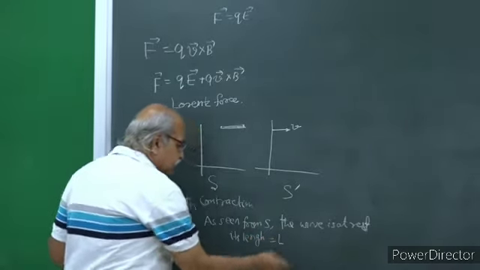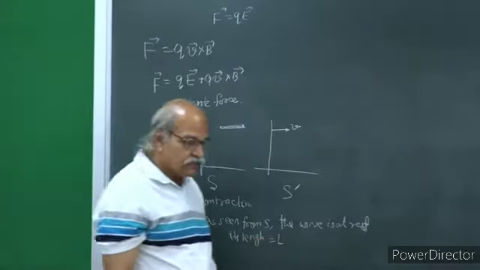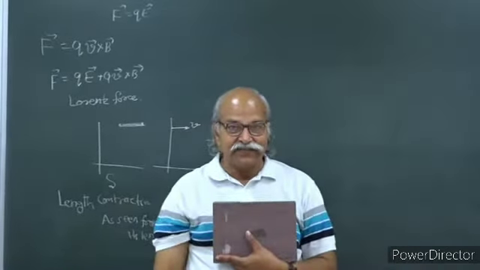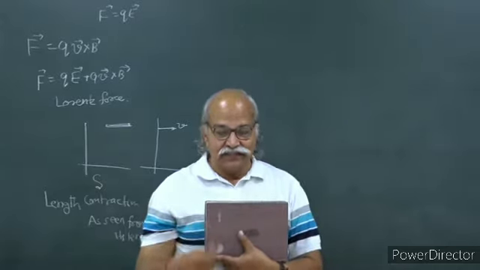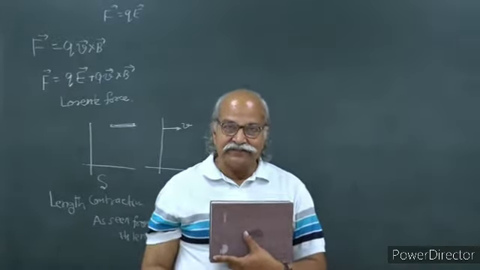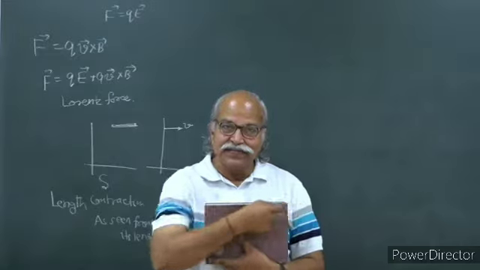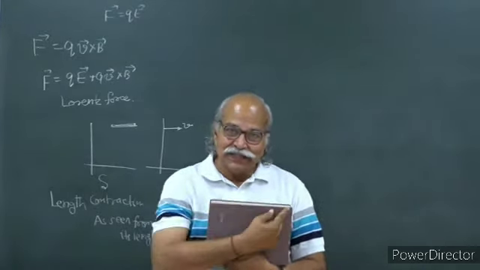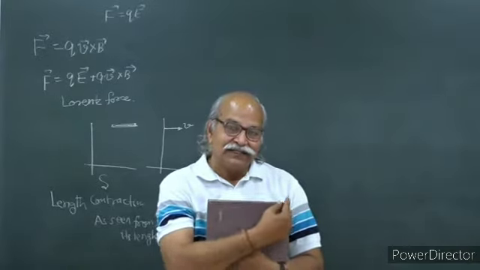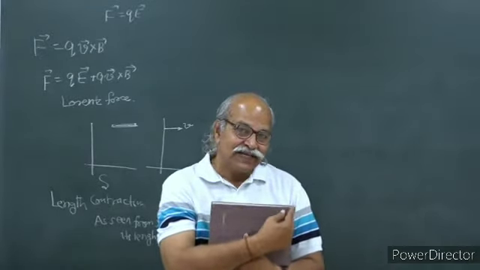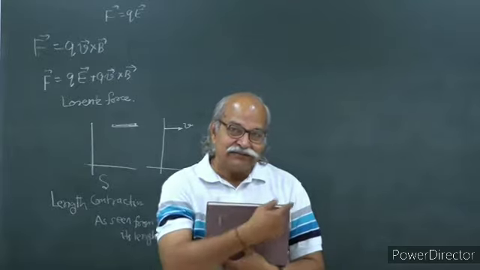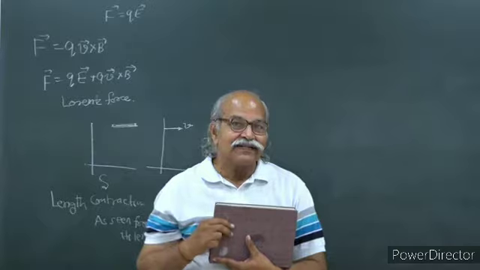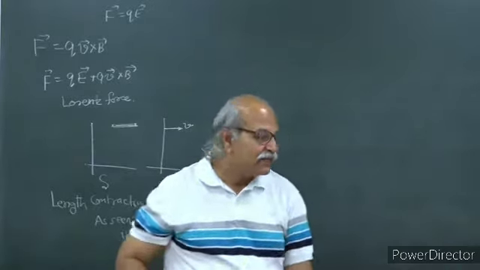And how do you measure that? Very simple. This book is at rest in this lab frame. I want to know this length. So, I can bring a meter scale, put it here, read what is written on the scale here, then go here and read what is written on that scale, and then subtract and find the length. So, that is the length if it is at rest with respect to me. That length here is L.